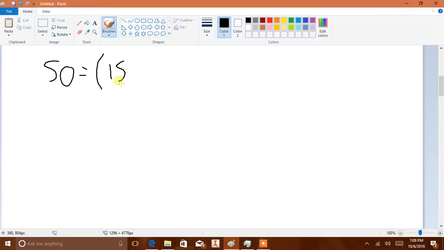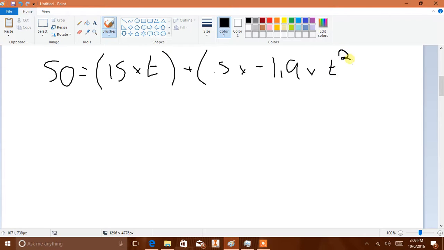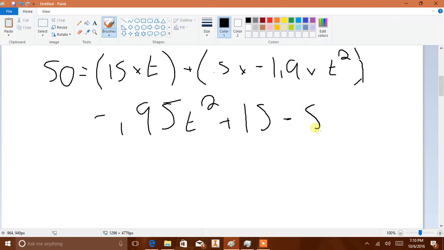So 50 equals, and everything else is the same. So 15 for the initial velocity times t plus 0.5 times negative 1.9 times t squared. Now, you're looking at this too, and you're like, dang, that's going to come out to a quadratic equation, which really breaks your heart sometimes. So it's going to come out to negative 0.95 t squared plus 15 minus 50.